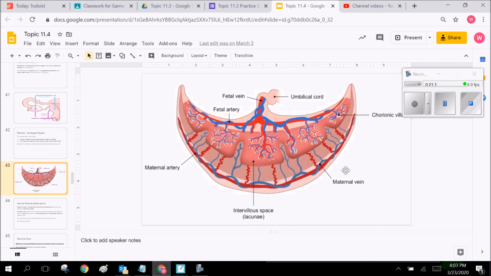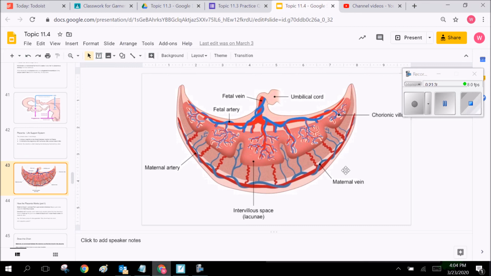The umbilical cord is going to connect the baby to the placenta and to the mother. So the fetal vein is going to be where all the waste is ejected from the baby. The fetal artery is going to be collecting all the good stuff from mom's blood and taking it into the baby. The intervillous space is like the safe space where the bloods can sort of get close to each other and exchange resources. And then we have, of course, the maternal vein and the artery.